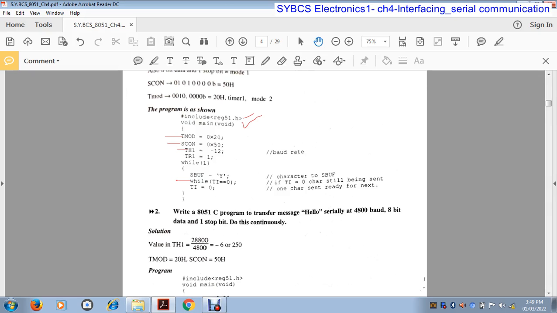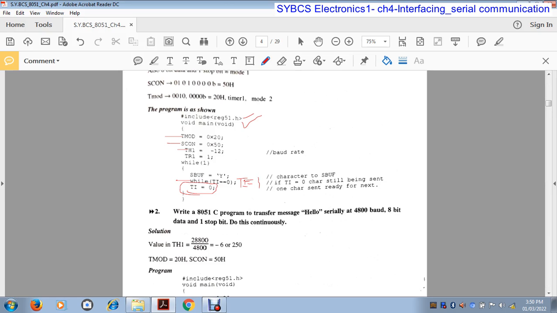When the transmission is done, this TI bit becomes 1. So when TI becomes 1, it indicates that transmission is done. When TI is equal to 0, it means transmission is in process and the character is still being sent, and when TI is equal to 1, it indicates that transmission is done. Then the next instruction is TI = 0.